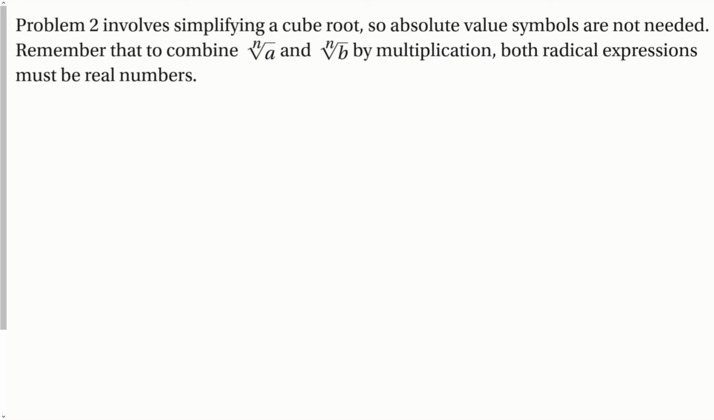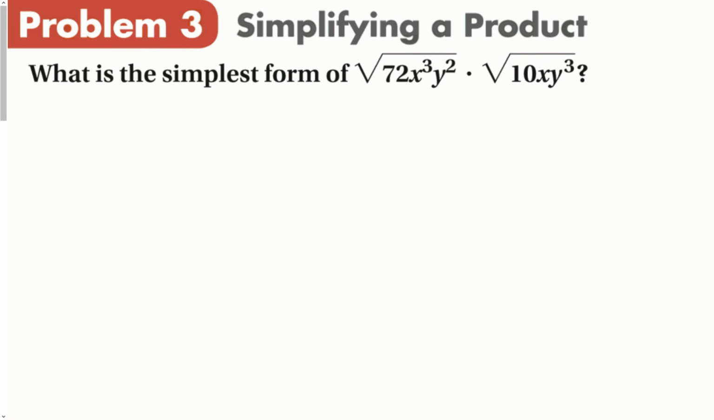Okay. So also remember, this is a very short explanation here, but remember that to combine two different radicals by multiplication, both the radicals must be real. So we don't need an absolute value bar in this particular expression because we know that as soon as we put these two together, they must be real numbers, and therefore we don't really need them. Okay, but let's put them together. And we get 72 times 10. So this becomes the square root of 720. x to the fourth power, add the exponents together. y to the fifth power.